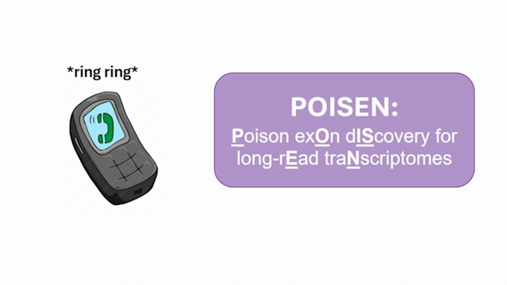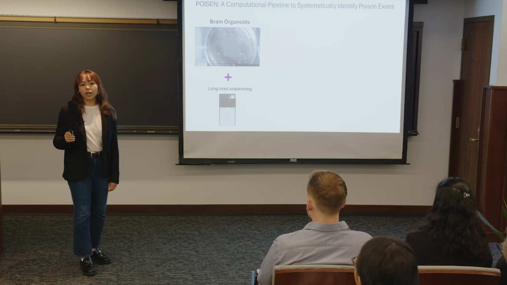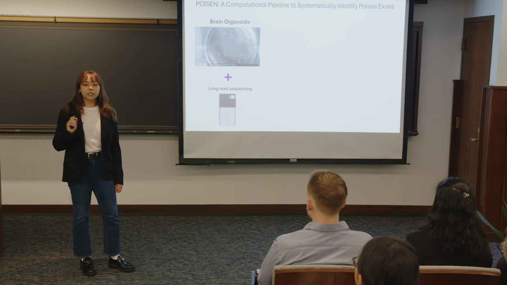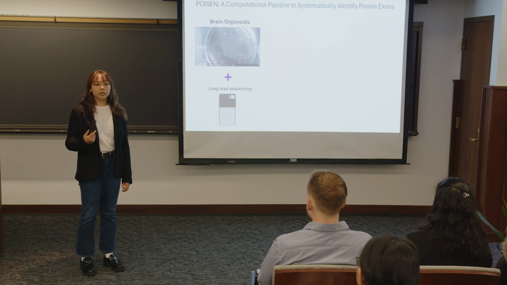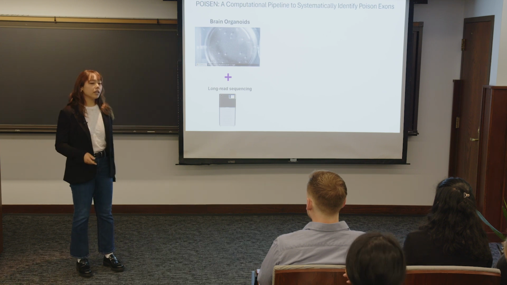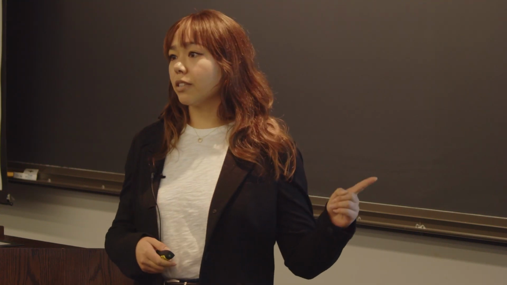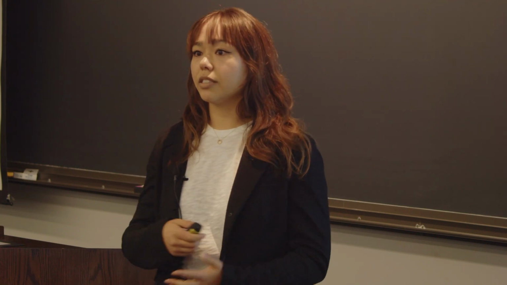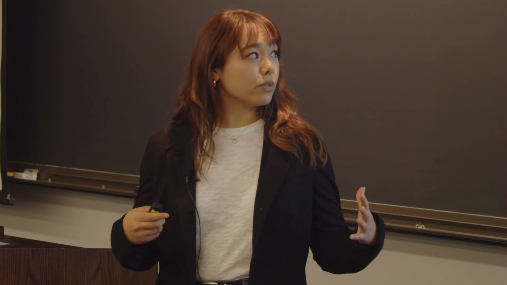I am developing a special computational algorithm called POISON, which stands for Poison Exon Discovery for long-read transcriptomes. This tool will be able to systematically identify poison exons. I'm especially interested in looking at poison exons in the context of neurodevelopment to understand their patterns and how they operate in neurodevelopment. To do this, I will be growing brain organoids, which are tiny brains that you can grow in the lab, and using an innovative modern technology called long-read sequencing, which will let me look at poison exons in the context of neurodevelopment.